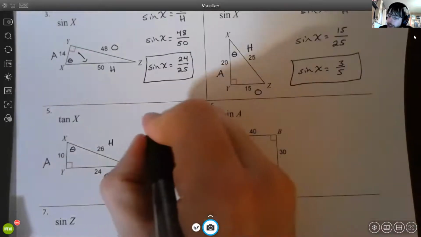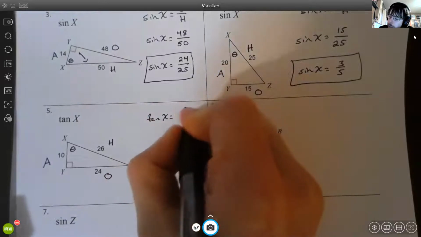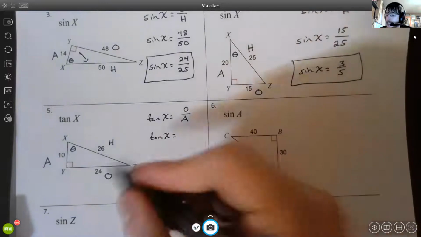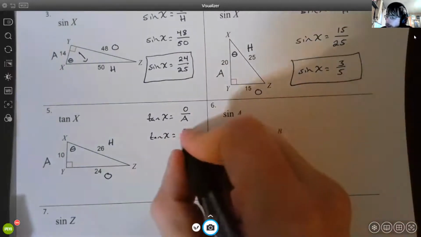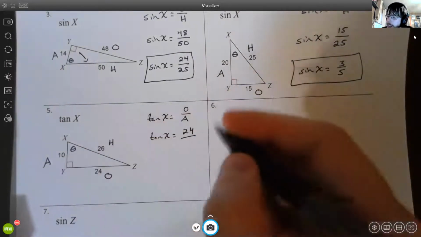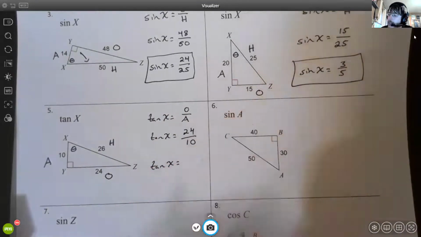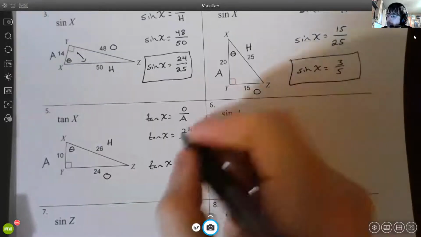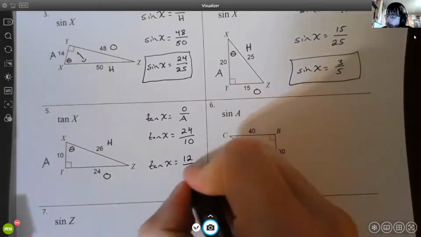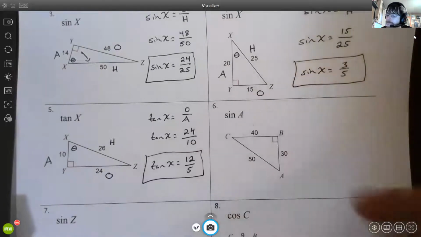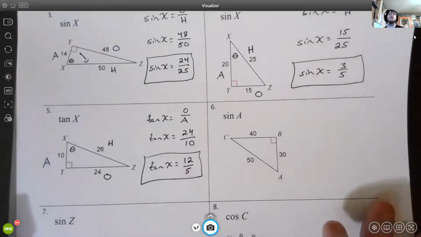Tangent is defined as O over A. So in this case, tangent x is going to be equal to O, which is 24, over A, which is 10. And if you simplify that in Desmos, you'll end up getting 24 over 10, simplifying to 12 over 5. So tangent of x is 12 over 5.